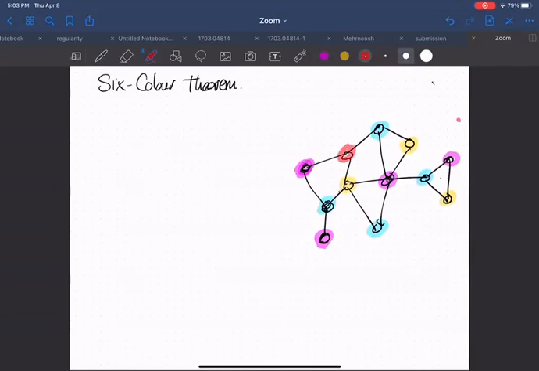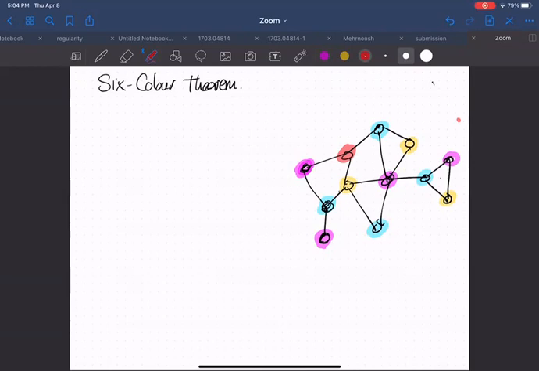So in this example, I colored the vertices of this graph. This is called a proper coloring, as long as there's no two vertices of the same color with an edge between them. And the four-color theorem says that you can color every planar graph this way using only four colors.